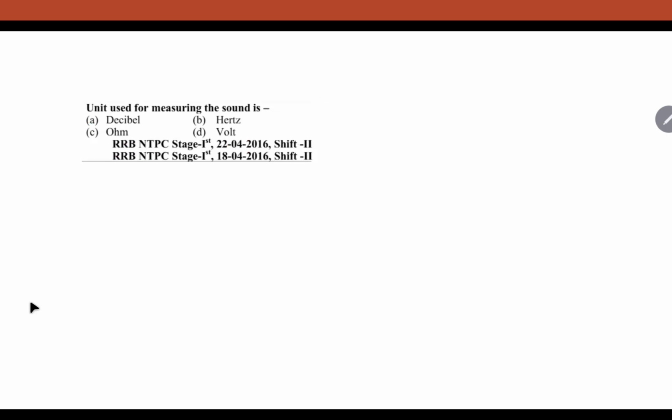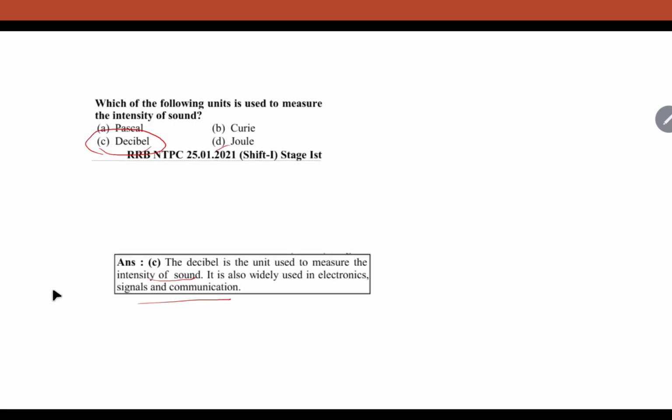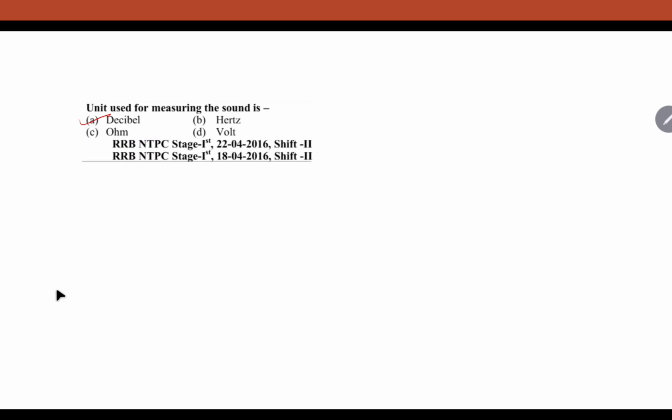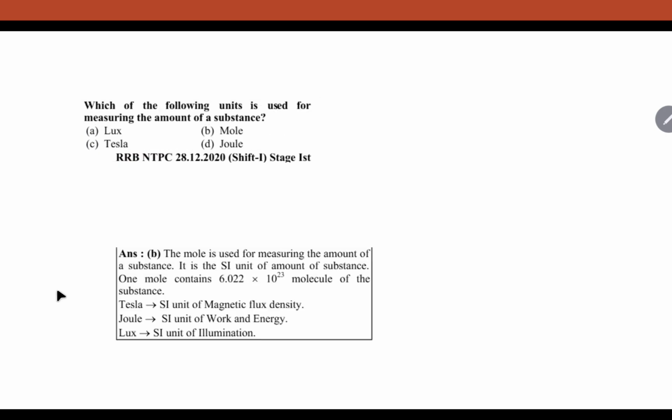And next question. Unit used for measuring sound. Same repeated question. The answer is decibels. Next, which of the following units is used for measuring the amount of a substance? The options are lux, mole, tesla, and joule. The right answer for this question is mole.